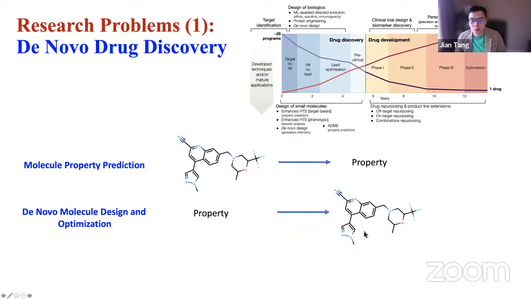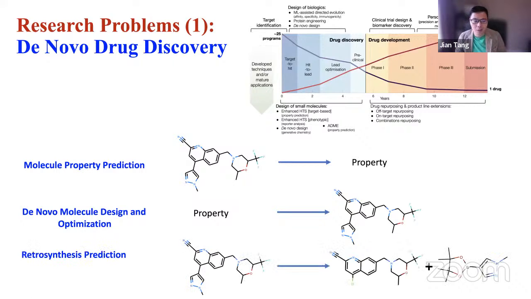Okay, let's say through this process, we already find this molecule. However, in practice, this molecule may not exist, right? And then the third problem we care about is retrosynthesis prediction or planning. So we have to think about how we are able to synthesize this target molecule structure based on the existing ones, right? So here, given a designed molecule structure, we want to identify a set of reactants which are able to synthesize our designed molecular structure. Okay, so this is the third problem we want to solve.